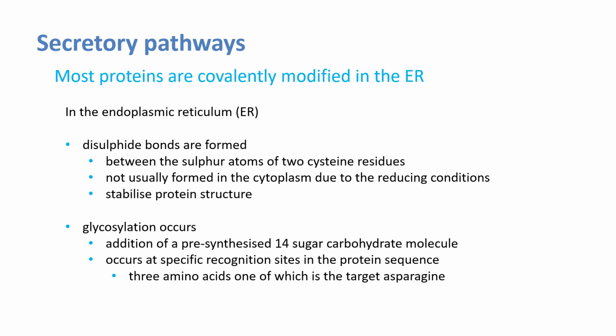Another modification that can occur is glycosylation. This is when a carbohydrate molecule is added to the protein. And these carbohydrate molecules are pre-synthesized. They consist of 14 sugar monomers, and they're added at specific recognition sites in the protein sequence. So there's a specific recognition site of 3 amino acids, and the amino acid that the molecule gets added to is an asparagine residue. These carbohydrate molecules can be further modified, as we'll see in the Golgi apparatus.